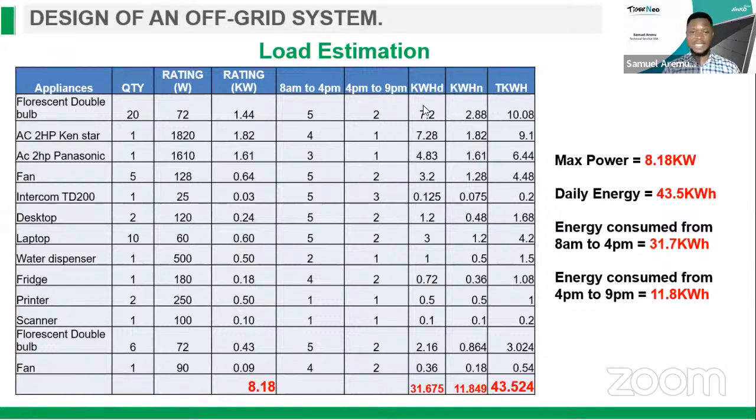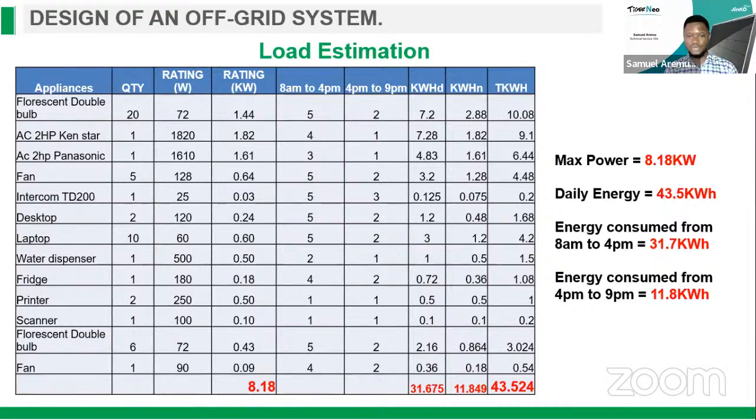The next tab here is the kilowatt hour, the energy consumed between 8 a.m. to 4 p.m. So if we do 1.44 multiplied by 5, we have 7.2. That means the energy consumed by the fluorescent bulb from 8 a.m. to 4 p.m. is 7.2. In total, we have 31.7 kilowatt hours during 8 a.m. to 4 p.m. Then at night, we have 11.8 kilowatt hours. Now, like I said, if you have a battery backup, that means your solar array has to meet up with the load requirement.